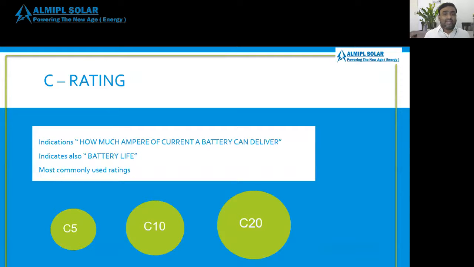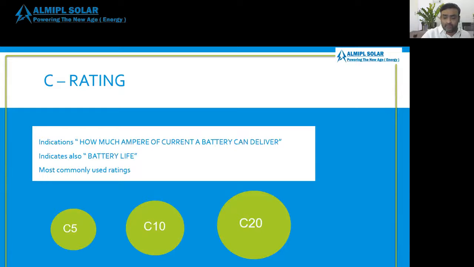C rating is an indicator of how many amperes of current a battery can deliver. That is the rating of the C. Commonly, C5, C10, C20 are the three types of rating batteries available in the market. It also indicates battery life. We need to increase battery life, which means we can use it for discharging and charging to the maximum. We will see it in the next slide.